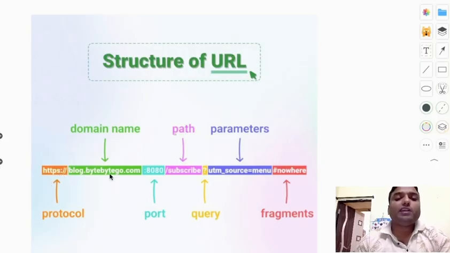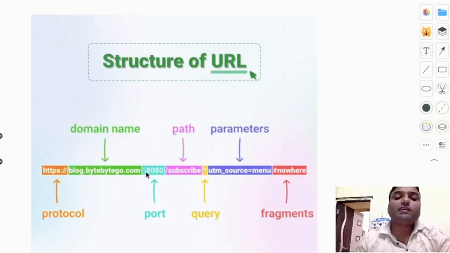Then we write the domain name like www.google.com, or here you can see blog.bytego.com. Likewise you have to write your domain name. A domain name comprises of subdomain name, top level domain name, and domain name. Sometimes it also comprises a geographical domain, like google.co.in, where in stands for geographical domain.